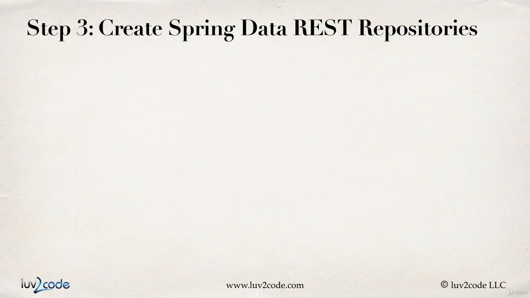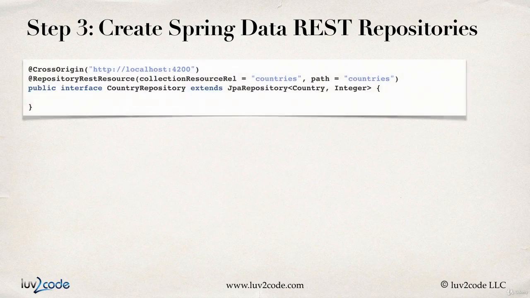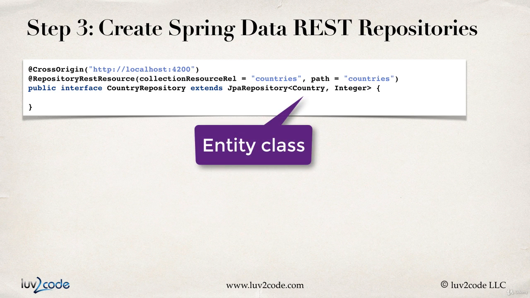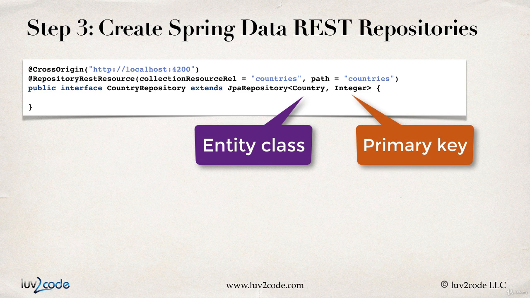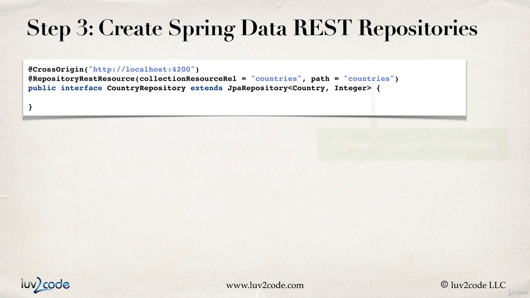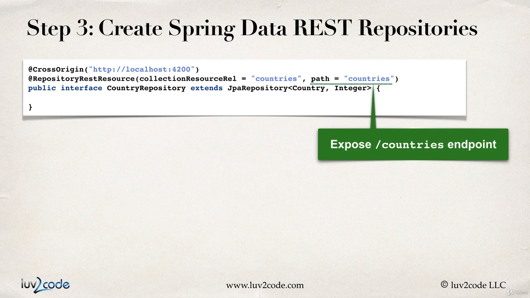And so now in step 3, we're going to create our Spring Data REST repositories. So here's our interface. Country repository extends JPA repository. And remember here, we give the actual entity class, comma, the primary key type. So here our entity is country. The primary key type is integer. And then we make use of this repository REST resource. We customize it by saying path equals countries. And so this will expose a /countries endpoint for this given Spring Data REST repository.